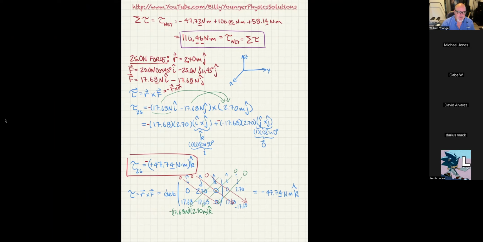If you look at example 10.8 on page 274, you'll see that we have a circular disc on the front of which is mounted another circular disc that's slightly smaller in radius. And on that slightly smaller circular disc, we have a force pulling straight downward of 50 newtons with that little radius. And then on the bigger disc up at the top, we have a force pulling up and to the right at 30 degrees above horizontal.